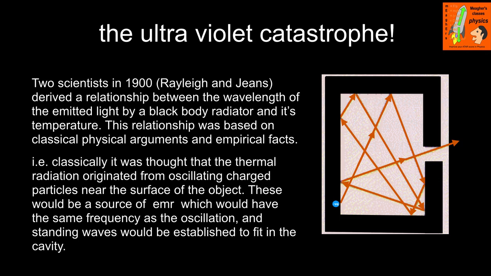And classically, it was thought that when heat was applied to the radiator, the atoms, which are essentially charged particles, would increase their kinetic energy and vibrate. As these charged particles oscillate, they create a changing electric field, which creates a changing magnetic field, which will then give out electromagnetic radiation in the form of waves. And once these waves are emitted from the surface of the blackbody radiator, in the diagram I've got here, a cavity, you will get standing waves set up within that cavity.